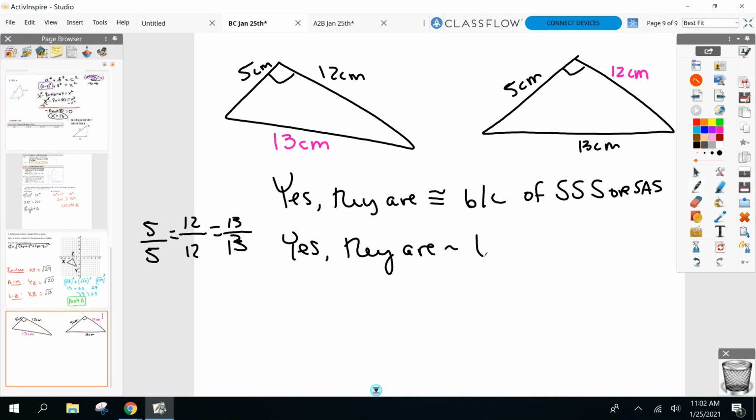So yes, they are similar because of, give me a method we talked about. I gave you guys 3 methods last unit. 3 methods. Anybody at home? One of the methods I could use here. Side. Yep, I could do side similarity. Or I could do side angle side similarity because you got that right angle there. So either one would have worked.